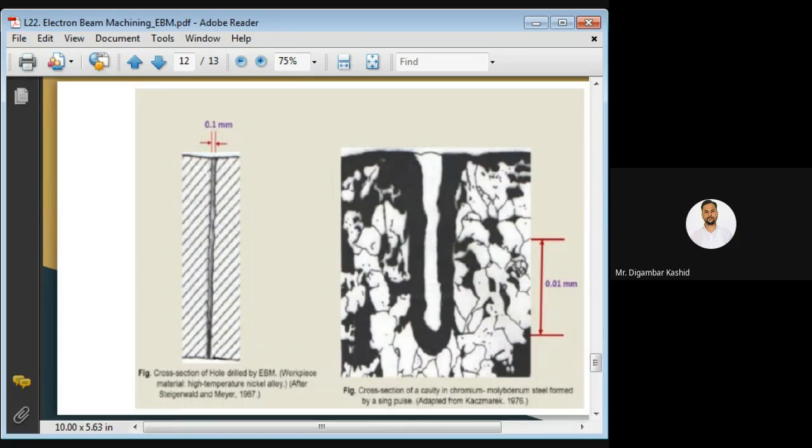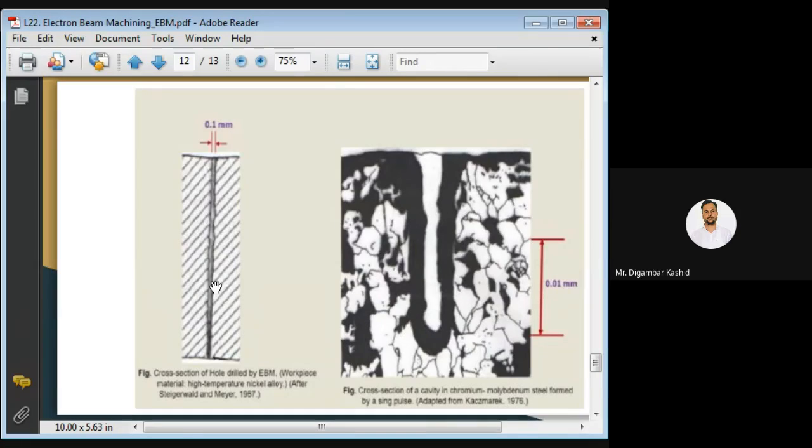Another one. Here you can see small holes generated on the workpiece surface, and here you can see the macrograph of the holes, the cross section of the cavity in the chromium molybdenum steel formed by a single pulse. This cavity is generated. The hole we have drilled by using electron beam machining is 0.1 mm in diameter.